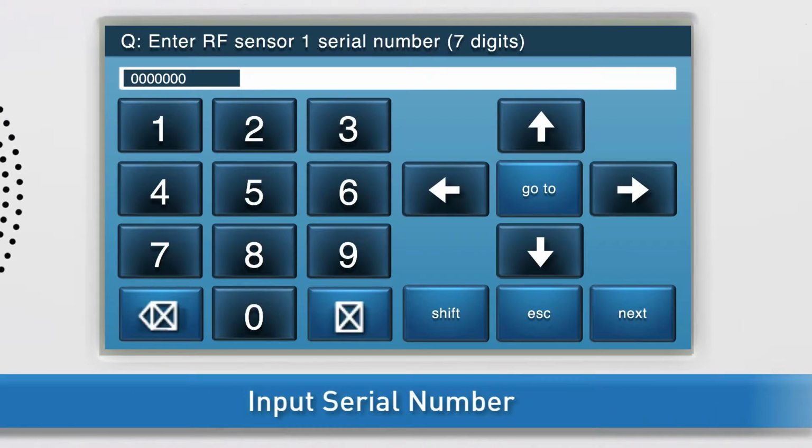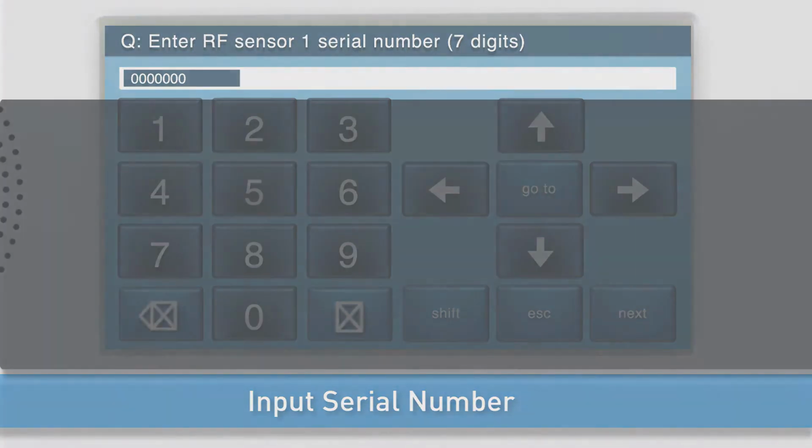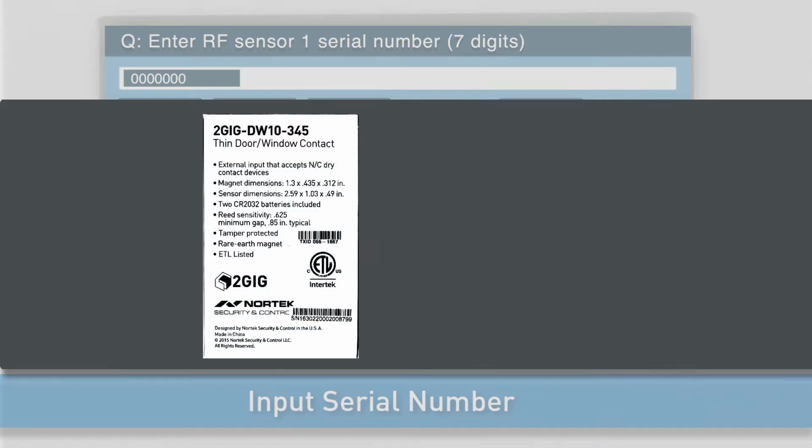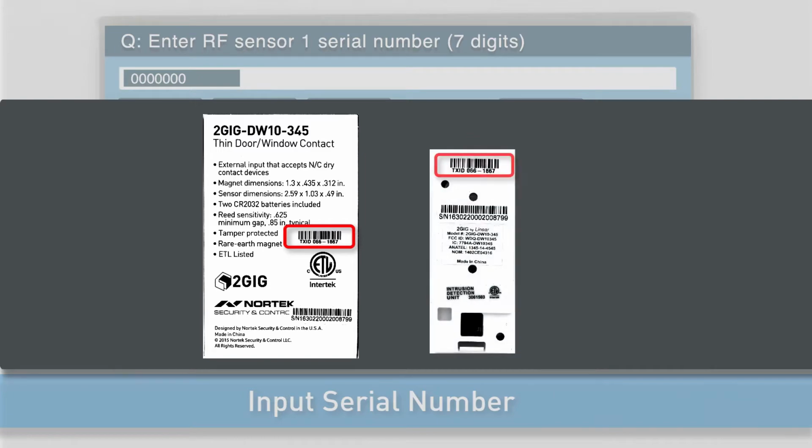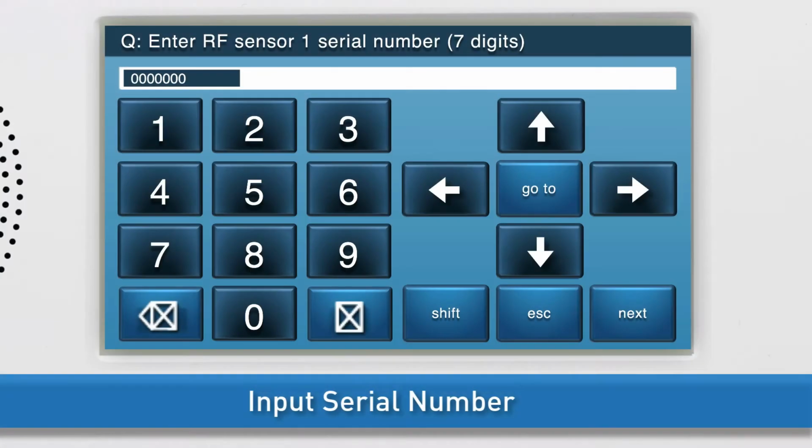Next, you'll want to input the serial number for the thin door window contact. You'll find the serial number on the sensor's box labeled as a TXID number. The number is also shown on a sticker on the sensor itself. You can either add the serial number with the panel's on-screen keyboard or add it in wirelessly.